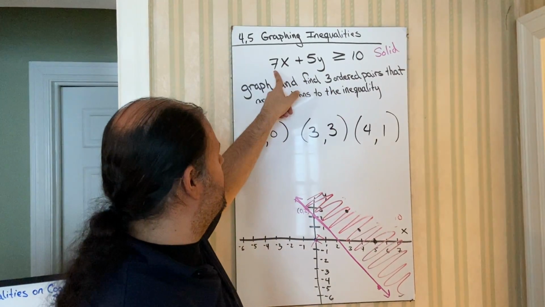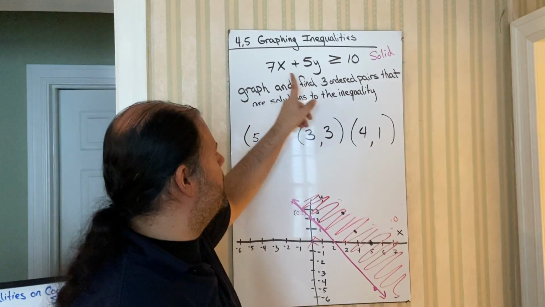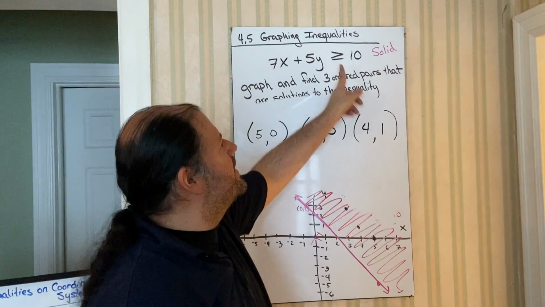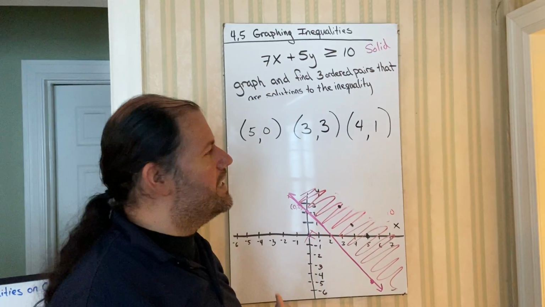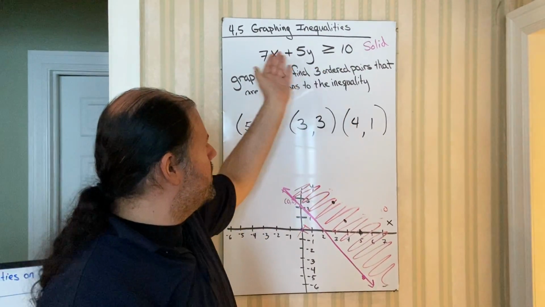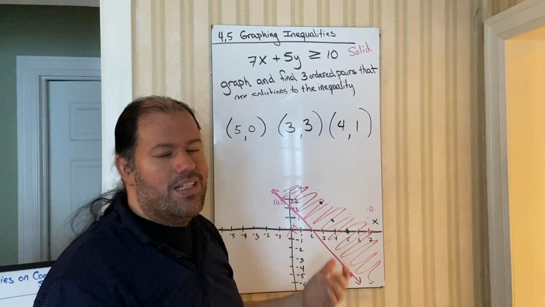4, 1. 7 times 4 is 28. 5 times 1 is 5. 28 plus 5 is 33. 33 is greater than 10. Each one of these, when plugged in, gives you a true statement. So you can give me any ordered pair as long as it gives me a true statement when plugged into the original inequality problem.